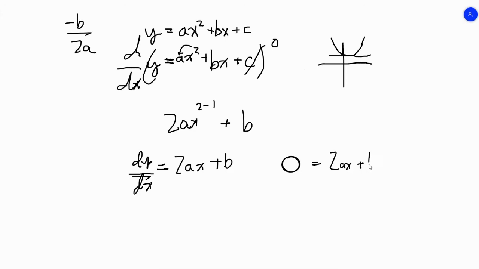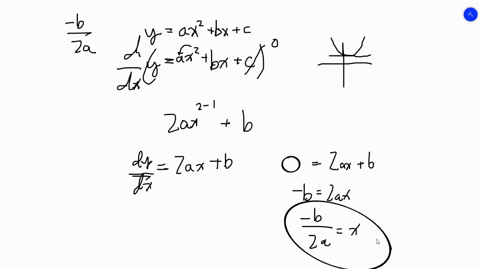So now all we have to do is rearrange some variables. We can move b to the opposite side of the equation. We're left with negative b equals 2ax, and we divide the 2a to the other side, and we get negative b over 2a equals x. And we find our original formula, and this derivative expression is where it all comes from.